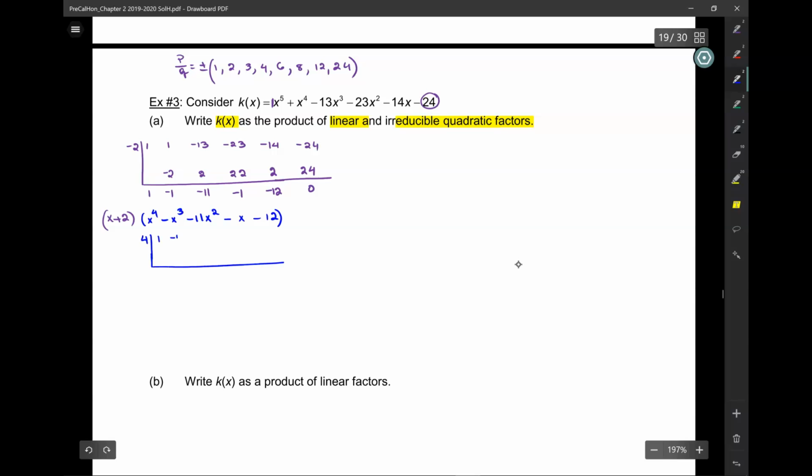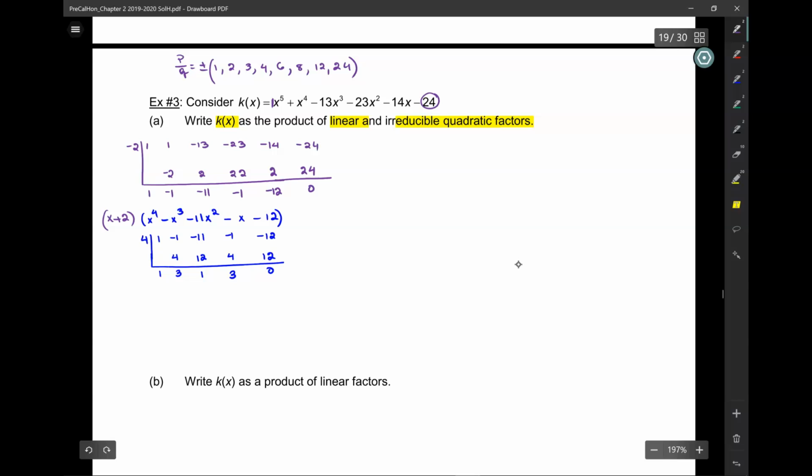So we have 1, -1, -11, 1, 4, 3, 12, 1, 4, 3, 12. We get 0. Hey, that works. Question for you: if I had picked randomly the 4 first in the purple and then the -2, would all this still have worked the same exact way? Yes, it would have.